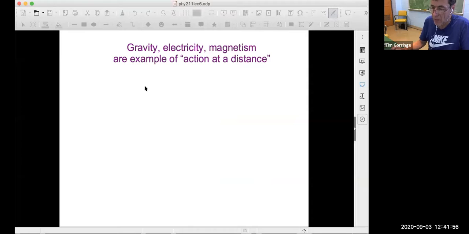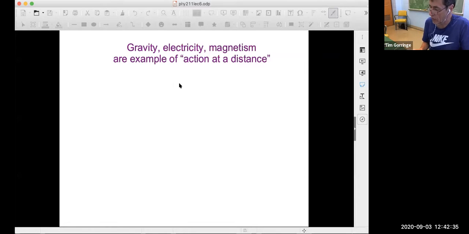Okay, let me make a remark about gravity, electricity, and magnetism, because they have an interesting feature that we call action at a distance. When there's a gravitational force between two masses, it acts over some distance, over some empty space. The two masses don't have to be in contact. When you have electric force between two charges, it acts over some distance. The two charges don't have to be in contact. When you have a magnetic force between two magnets, it acts over some distance. The two magnets don't have to be in contact.